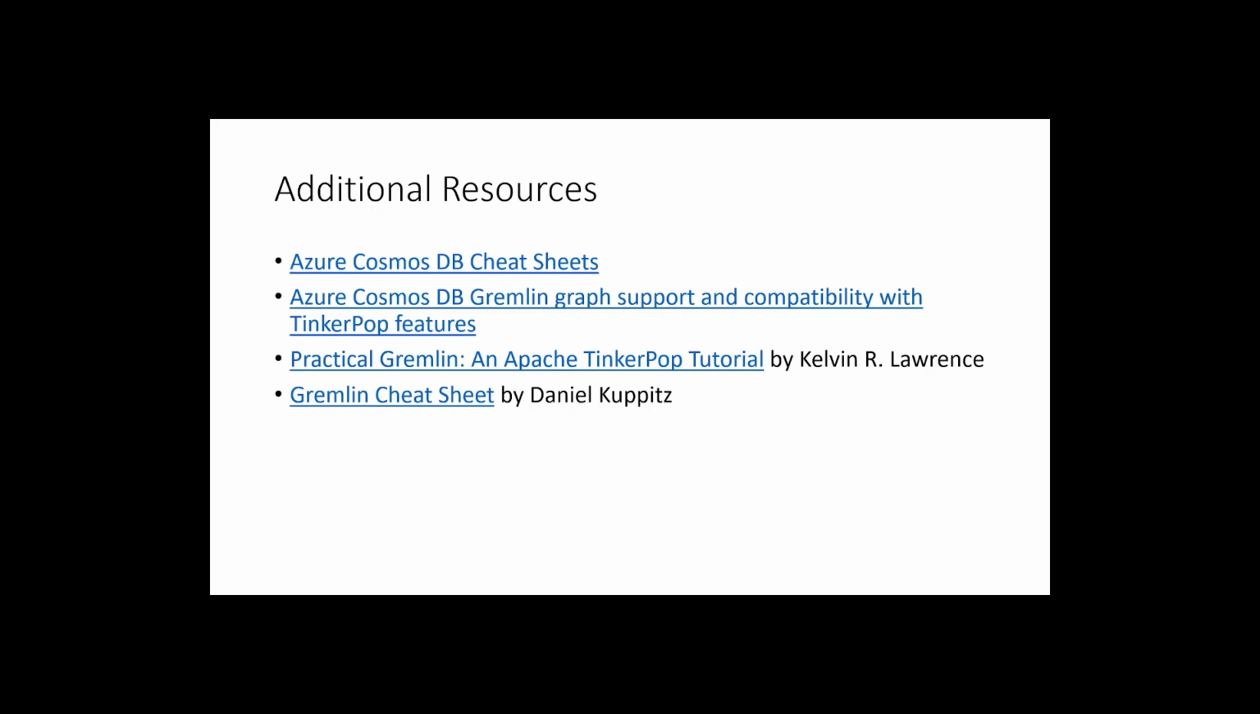Azure Cosmos DB has some cheat sheets that will help you with the syntax for all their different APIs, including the Gremlin API. There's an article, Azure Cosmos DB Gremlin Graph Support and Compatibility with TinkerPop Features. You need to pay close attention to that, because if you're looking at Gremlin tutorials and find that syntax isn't working, it may not be supported yet. Practical Gremlin: An Apache TinkerPop Tutorial by Kelvin Lawrence is a great introduction on getting started with Gremlin. And the Gremlin cheat sheet by Daniel Kuppitz. Every time I'm working with Gremlin, I'm like, how do I do that? Where's that cheat sheet again? His is the one I pull out.